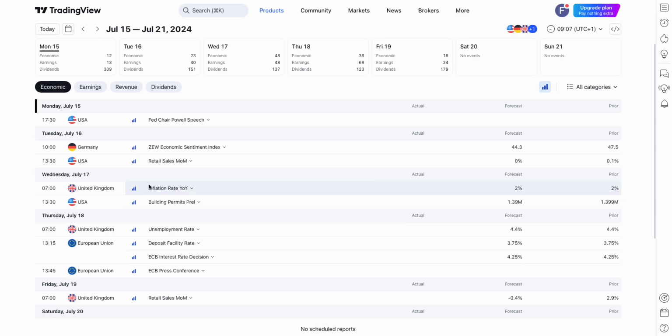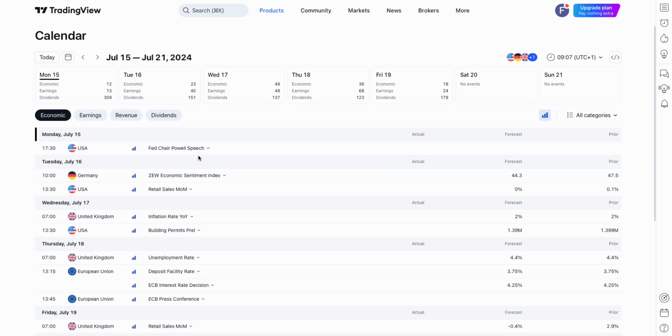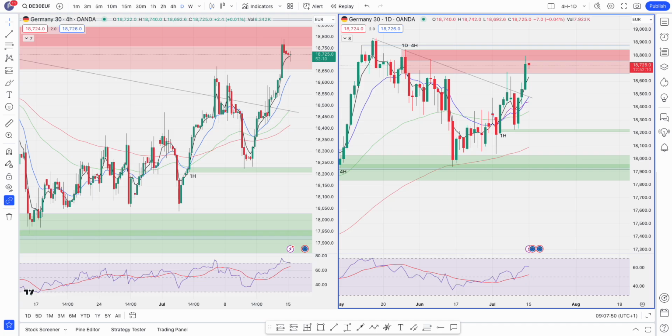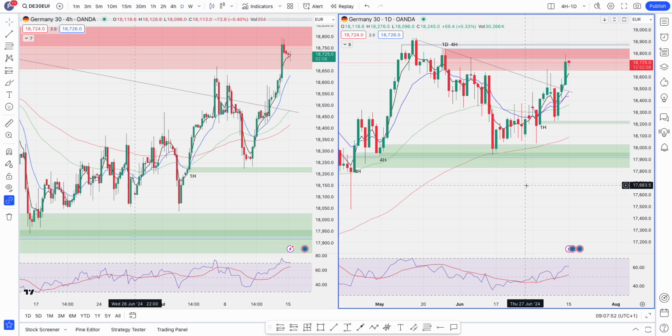Also we've got Wednesday, we've got the UK inflation rate, which is very important, and US again 1:30, building permits and so on. We can talk about these as the days come in. But today's one, as I said, would be the Empire State Manufacturing Index at 1:30. So let's dig into the daily and the 4 hour.